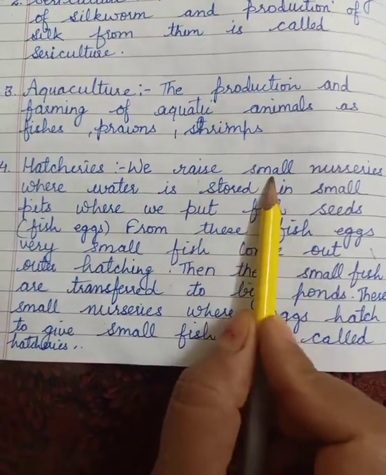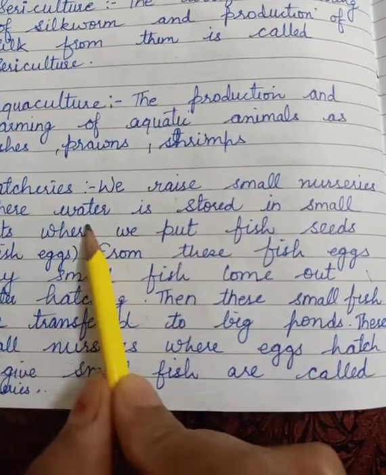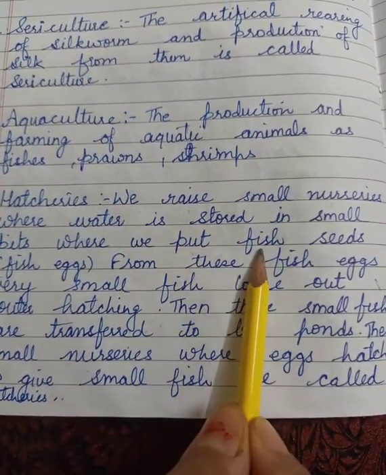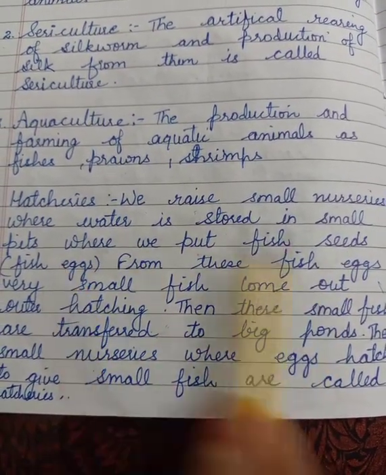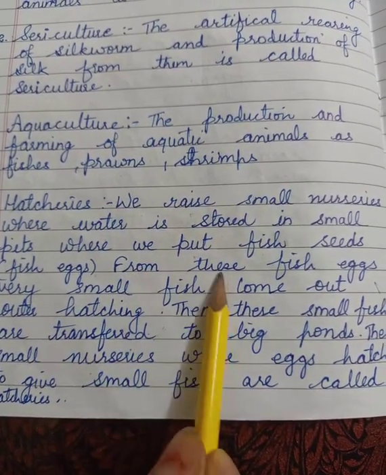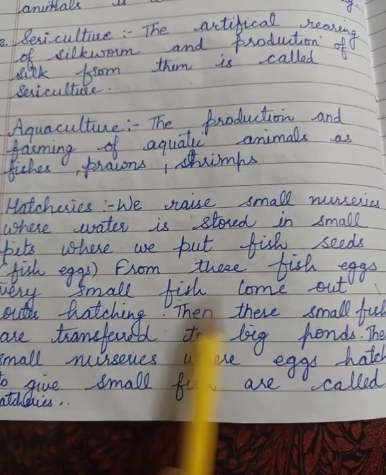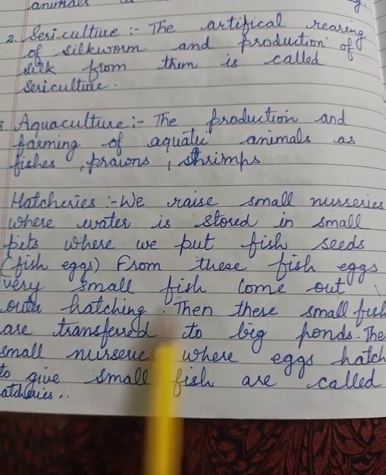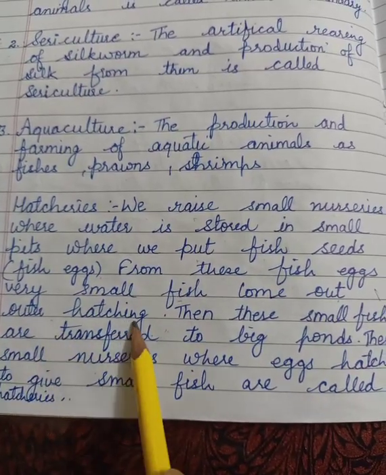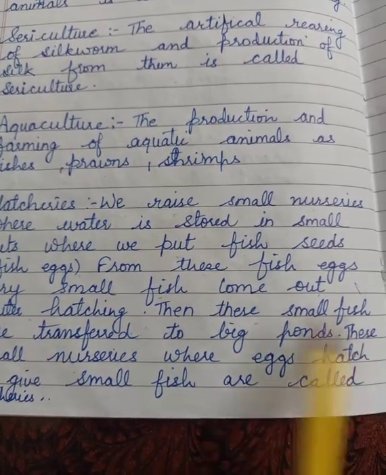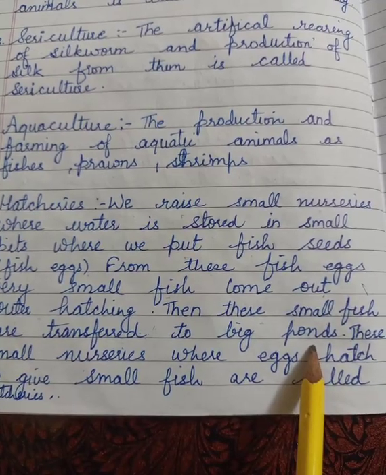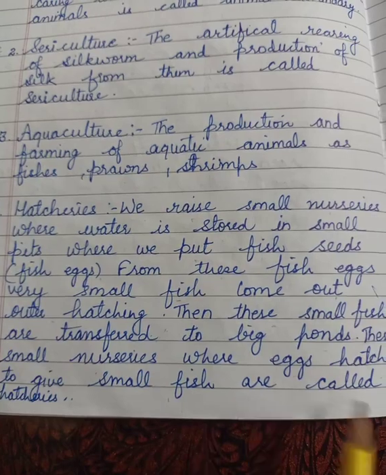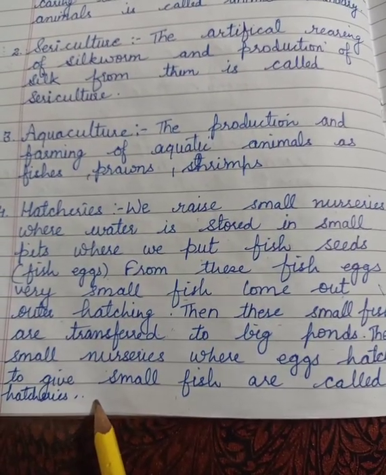We raise small nurseries where water is stored in small pits where we put fish seeds, meaning fish eggs. From these fish eggs, very small fish come out in the hatchery. Then these small fishes are transferred to big ponds. These small nurseries where eggs hatch and give small fish are called hatcheries.